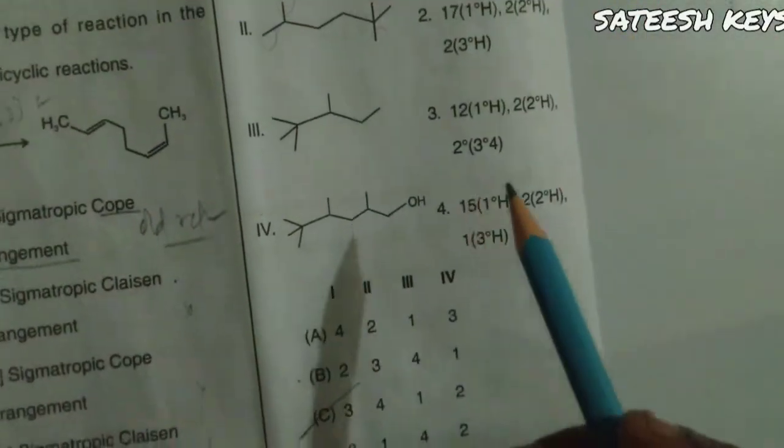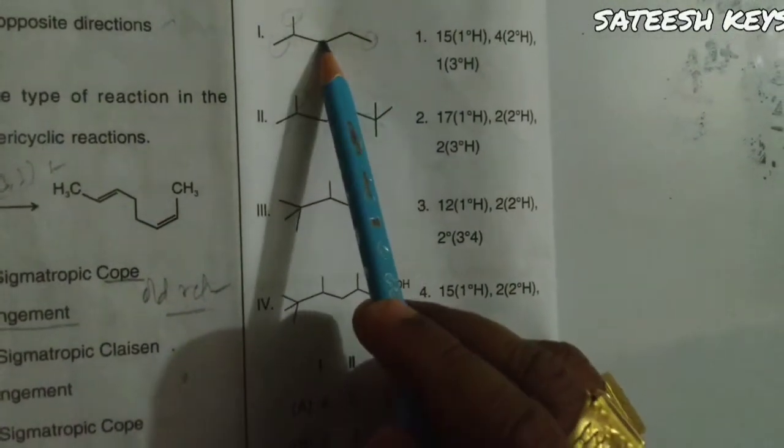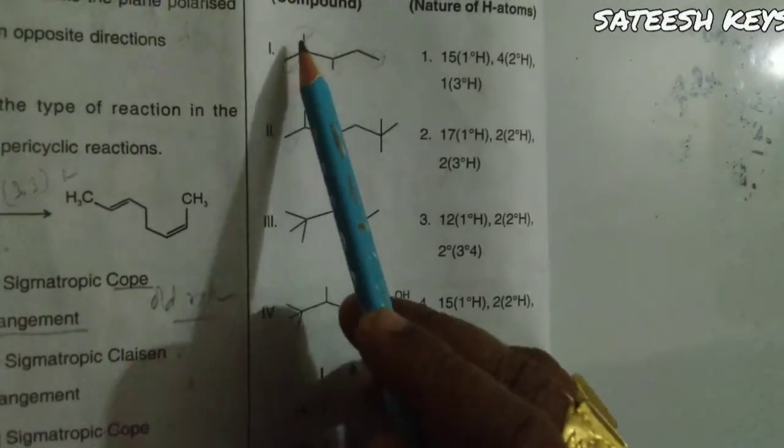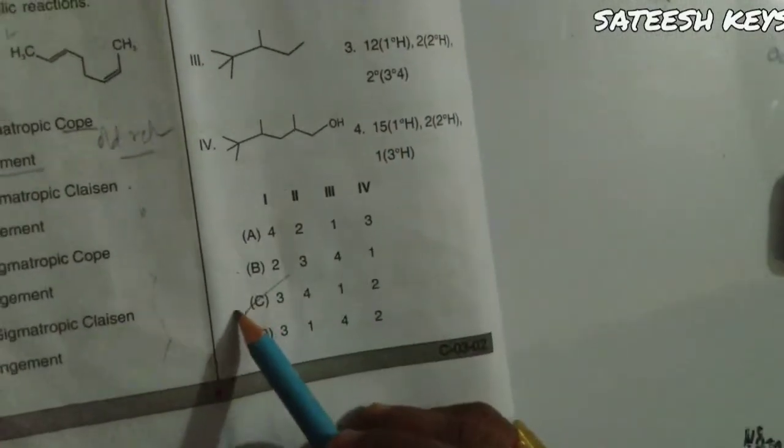Following matching: this is called primary hydrogens, these are secondary hydrogens, these are tertiary hydrogens, these are tertiary, and this is primary. You already know all these things. So option C is the correct answer.